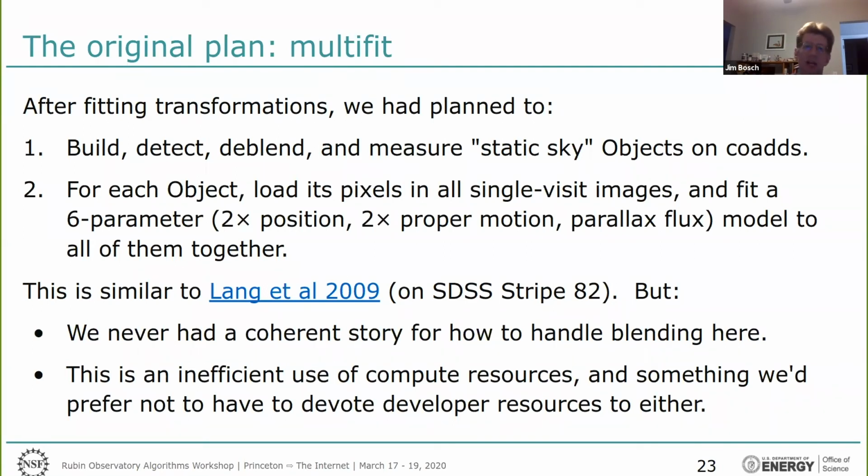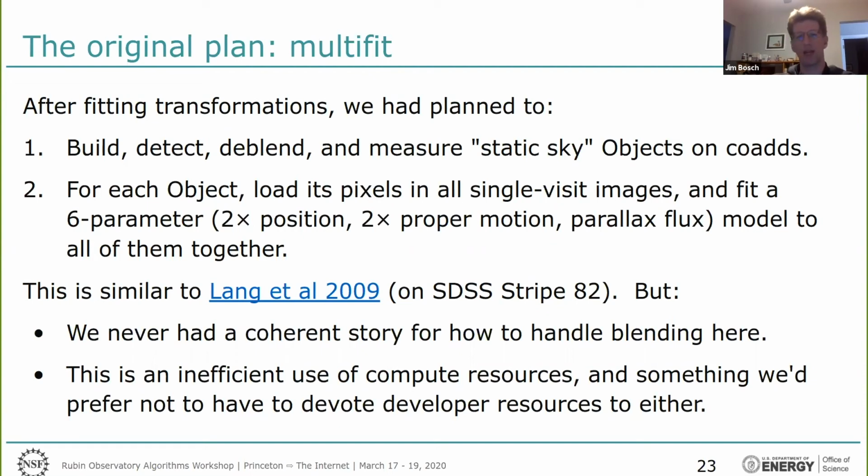We would detect, deblend, and measure static sky objects on the coadds, and that would include slowly moving things. But for each one of those, we would load its pixels from all the single visit images and fit a 6-parameter model. That'd be 2 position parameters, 2 proper motion parameters, a parallax, and a flux. One flux, we would assume that if there was variability, it would not affect the fit to the motion. This was similar to what Dustin Lang did on Stripe 82, but I think there were a few flaws to this idea from the beginning.